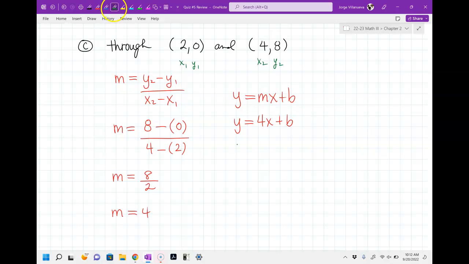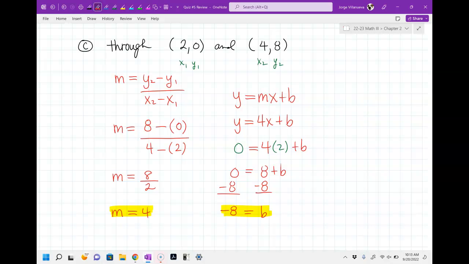So 0 equals 4 times 2 plus b. So 0 is equal to 8 plus b. And now I'm just going to subtract 8. So b is equal to negative 8. Notice, guys, I have m here. I have b here. That's all I need.